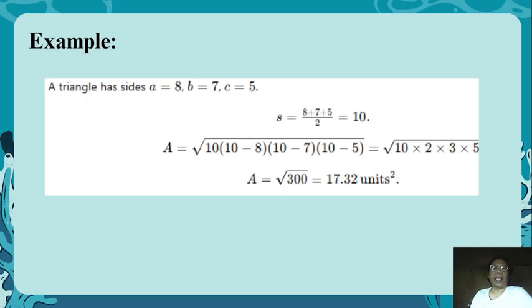Example, a triangle has sides a is 8, side b is 7, side c is 5. So the semi-perimeter s is 8 plus 7 plus 5 all over 2, which is equal to 10. And then to get the area, it is equal to the square root of 10 times 10 minus 8 times 10 minus 7 times 10 minus 5. The final answer is 17.32 square units.